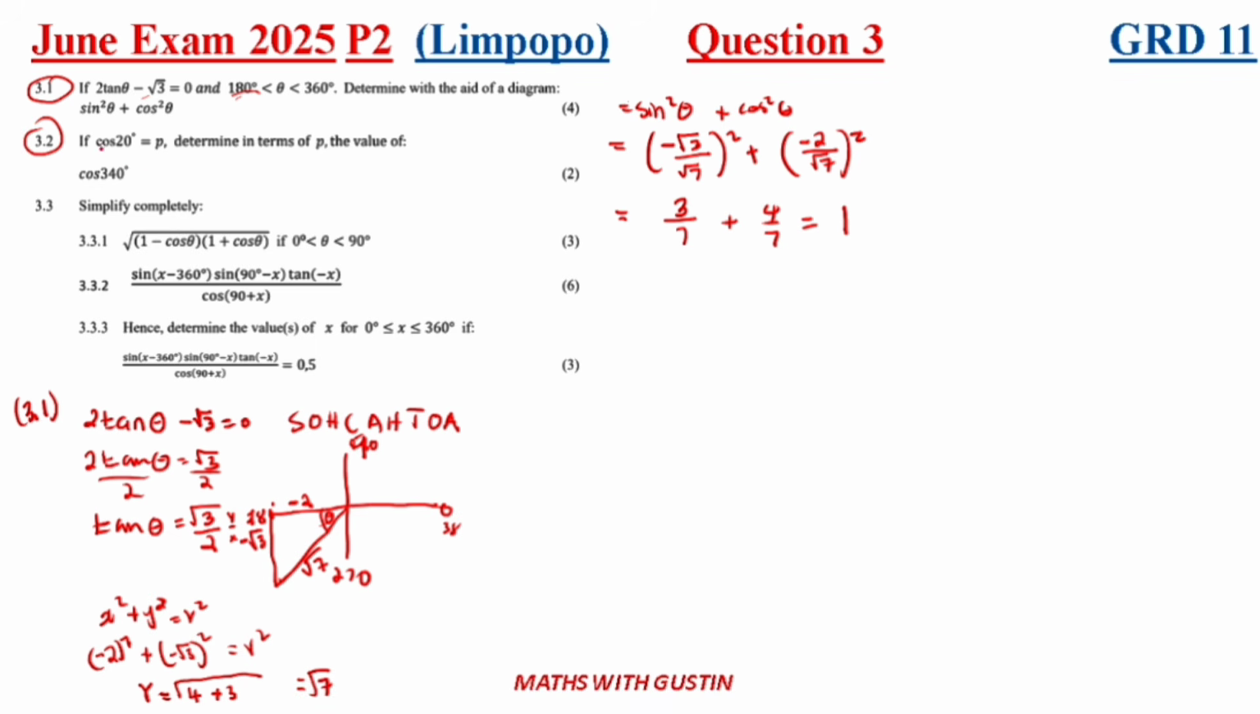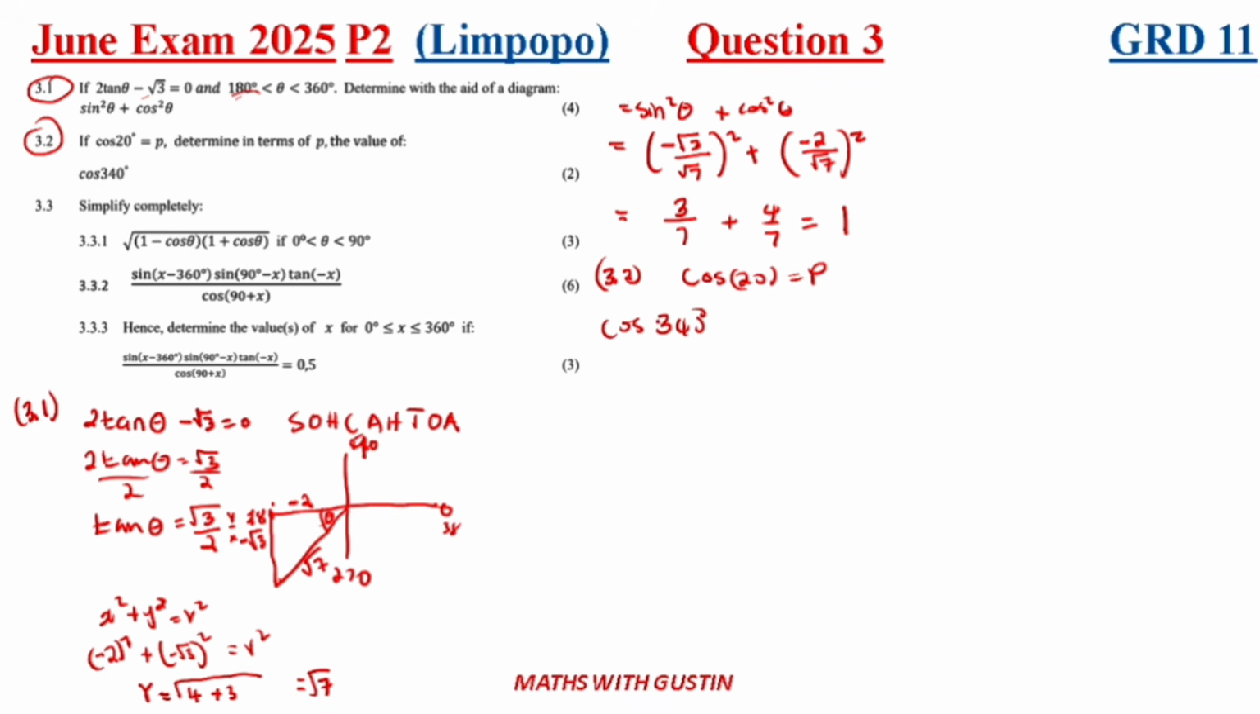Okay, moving to 3.2. They said if cos 20 is equal to p, determine the value of cos 340. Okay, if cos 20 is equal to p, they want us to find cos 340.